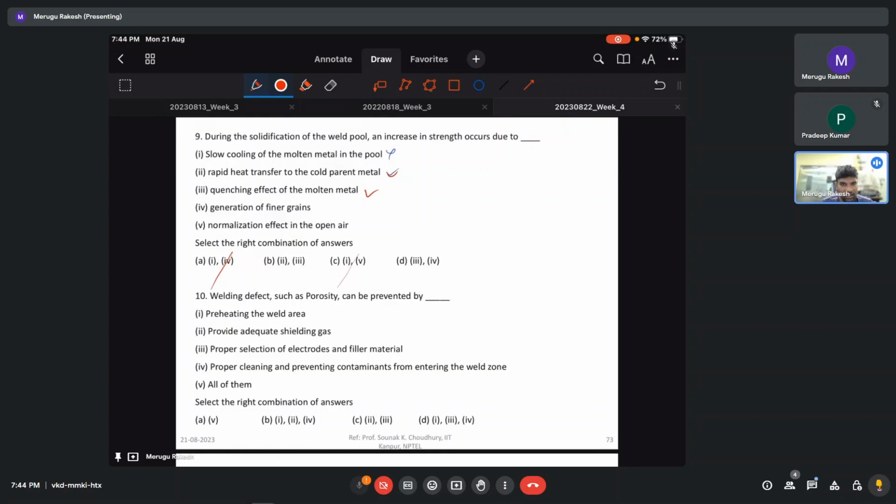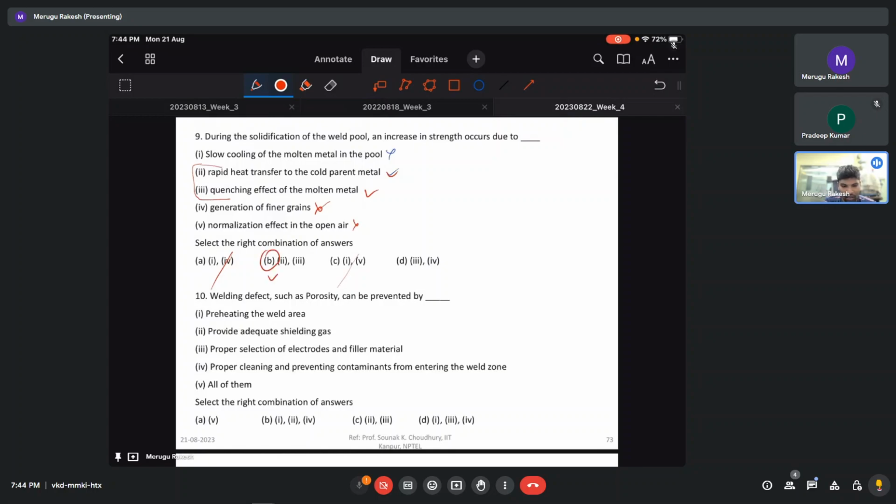Generation of final grains. Yeah, this is also true. The final grains are generated. Okay. Then normalization effect in the open air. No, it's not going to happen. Normalization is not happening. Okay. So only option three and four are correct. No, generation of final grains is also wrong. Only this is the after effect, but the main reasons for the strength are these two. Only option B is the correct answer.